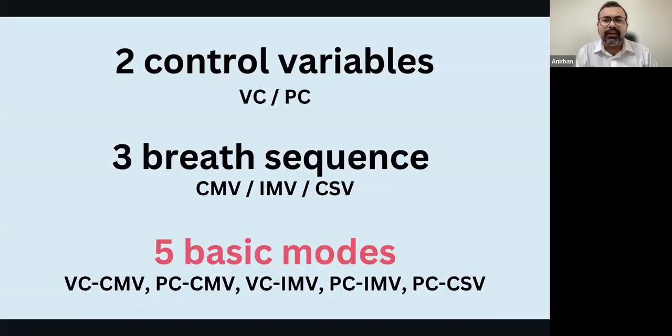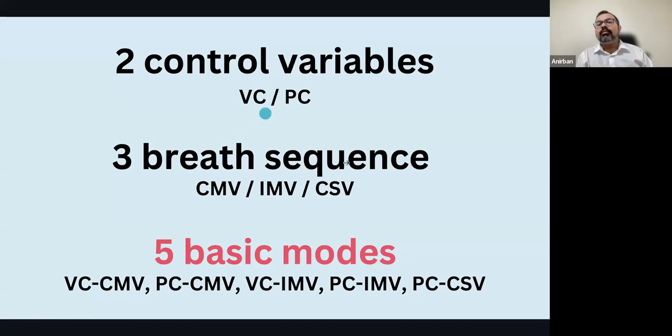So we have two control variables and three breath sequences. The two control variables are volume control or pressure control, and the breath sequences are continuous mandatory ventilation, intermittent mandatory ventilation, and continuous spontaneous ventilation. Based on these two parameters, we create 5 basic modes. So it can be either volume control continuous mandatory ventilation, volume control intermittent mandatory ventilation, pressure control continuous mandatory ventilation, pressure control intermittent mandatory ventilation, and pressure control continuous spontaneous ventilation.